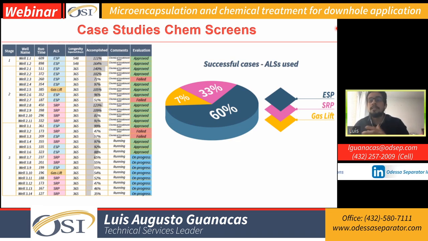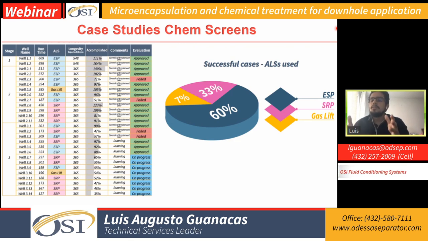The wells, like I said before, have different conditions. They have different production completions. What I mean, they have different pumps. If you see on the graphic, you will realize that 60% of the wells completed in this project were using ESPs, 33% were using rod pumps, and then 7% of the wells were producing through gas lift.